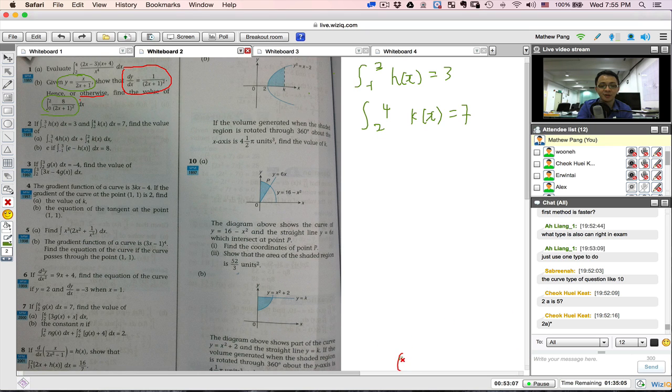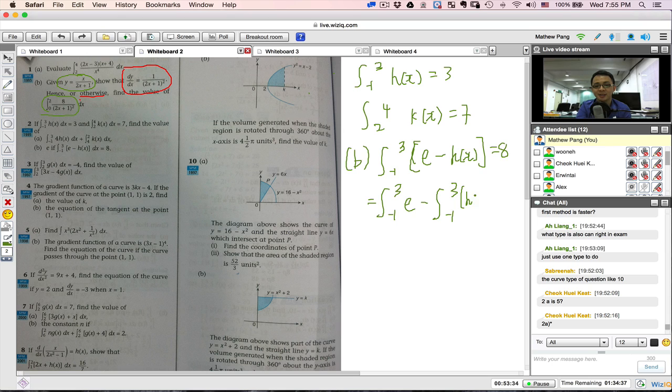Okay, if you still need some time to digest, maybe you can watch the replay after this. Okay, for B, I'm trying to solve this one. Integrate from -1 to 3 of E minus hx will give me 8. Alright, so integration law tells us we can separate, right? E minus, I integrate from -1 to 3 of hx. I will get 8. Alright, so I shouldn't write negative here.